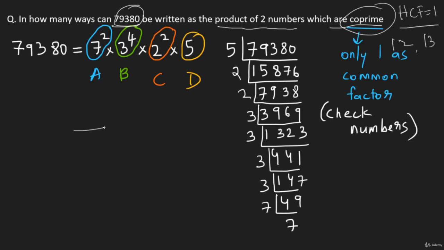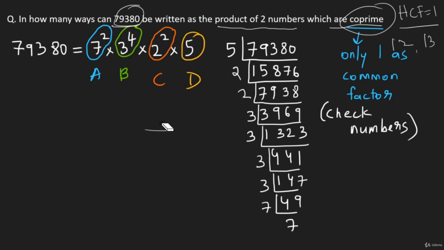So I cannot give one 7 to this number and one 7 to this number, because if I do that, they would no longer be co-prime, because 7 would be a factor over here and a factor over here. Therefore, if I give any one 7 to this number, I have to give both together. That is, I can allocate only 7s together, only 3s together, only 2s together, and only 5s together.